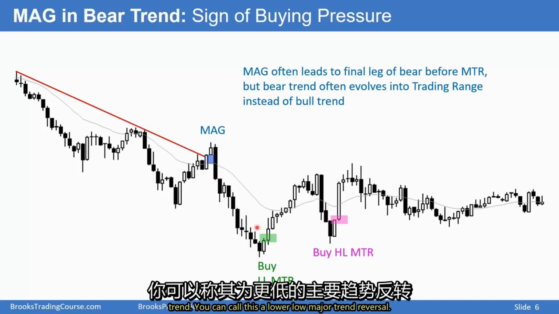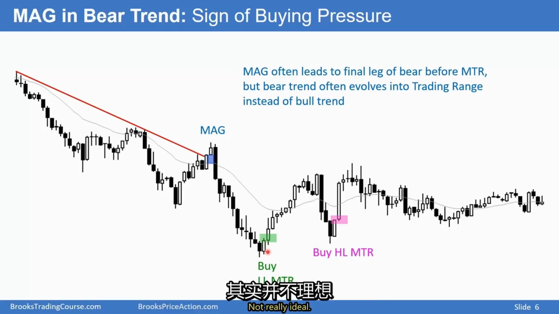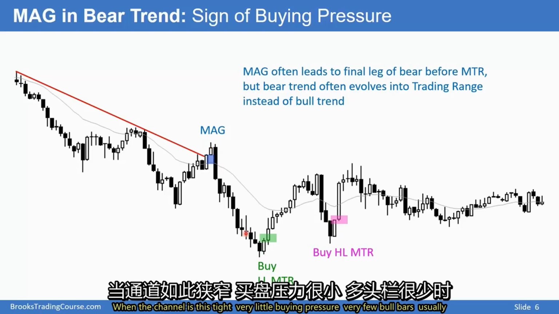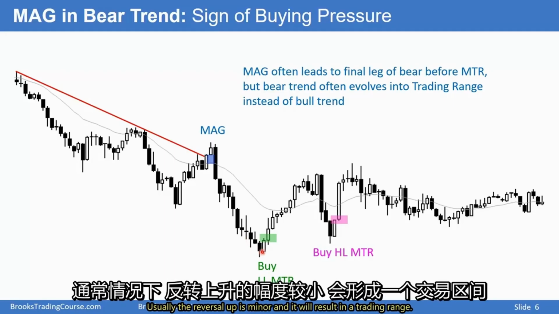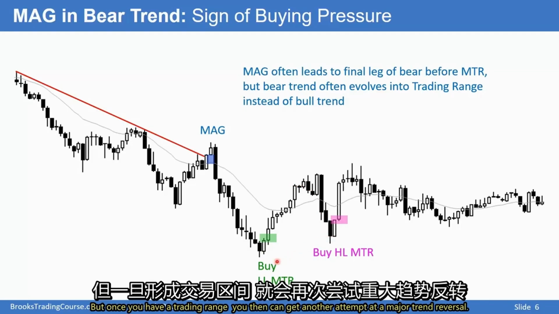You can call this a lower low major trend reversal. Not really ideal. When the channel is this tight, very little buying pressure, very few bull bars, usually the reversal up will not get very far. Usually the reversal up is minor and it will result in a trading range. But once you have a trading range, you then can get another attempt at a major trend reversal.